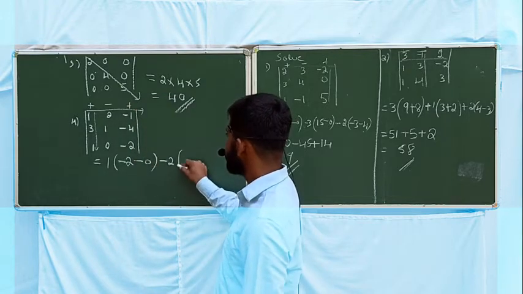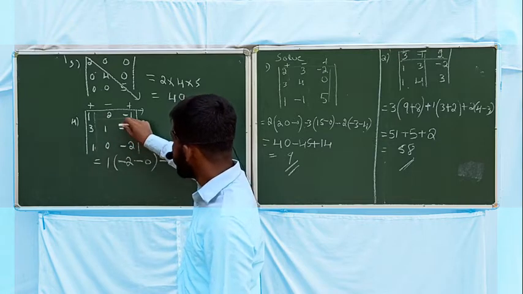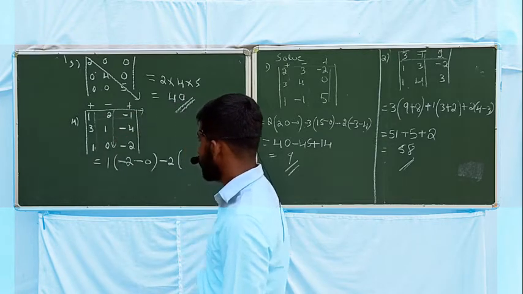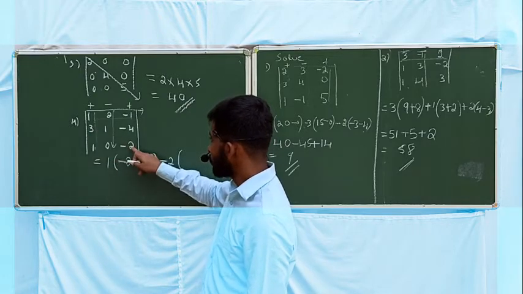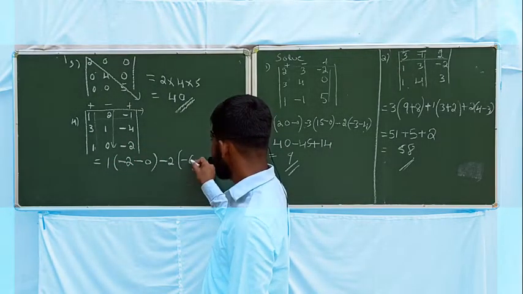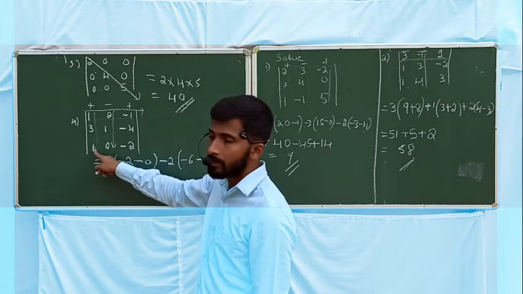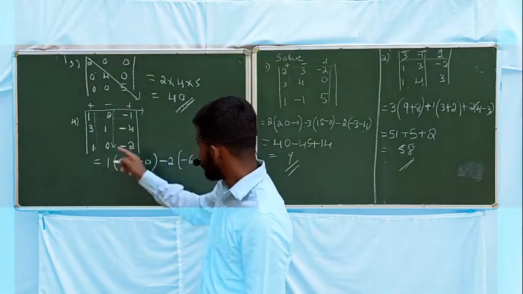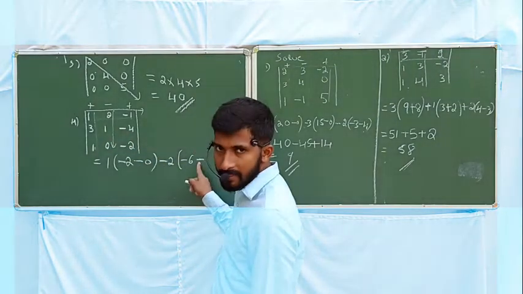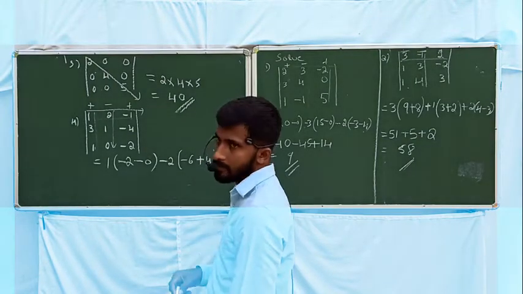Okay, minus 2 into, the next step, delete the first row and the second column. Then you will get 3 into minus 2, it's equal to minus 6, minus, this is by formula, minus 4 into 1, it's minus 4. Okay, minus 4 into 1, minus 4, but already 1 minus here. Minus into minus, its value is equal to plus 4.